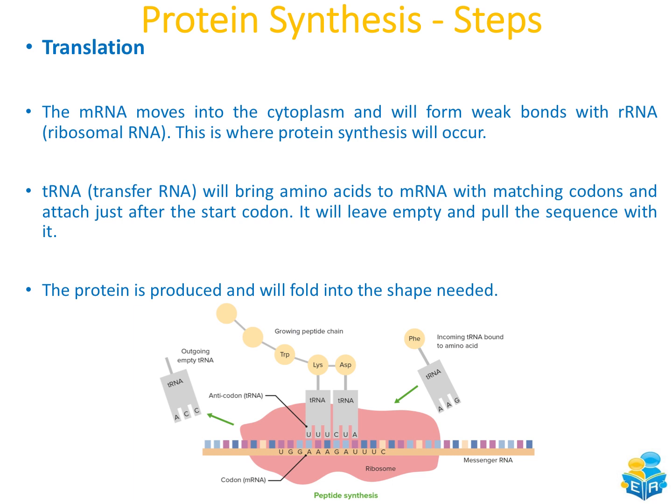So our last step then is going to be translation. So the mRNA will move into the cytoplasm and it will form weak bonds with the rRNA, which is ribosomal RNA. So this is where protein synthesis will occur. Okay. So the tRNA, which is our transfer RNA, this is it down here, is going to carry amino acids to the mRNA with matching codons and attach just after the start codon.